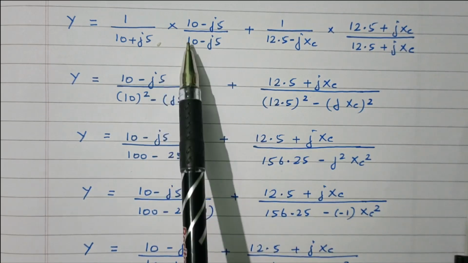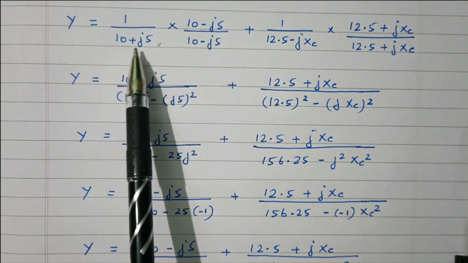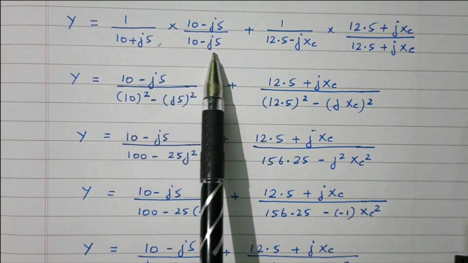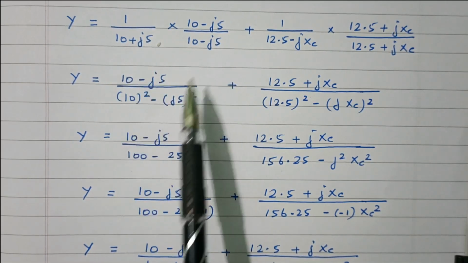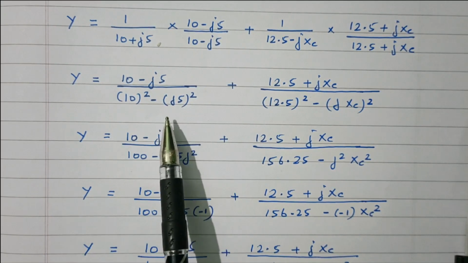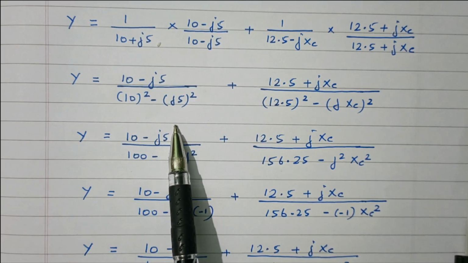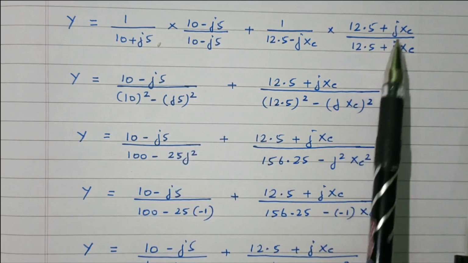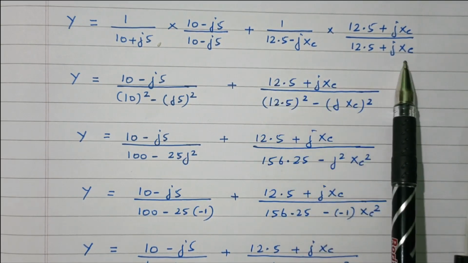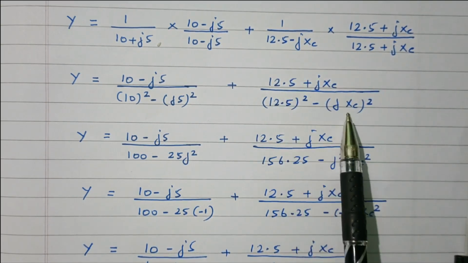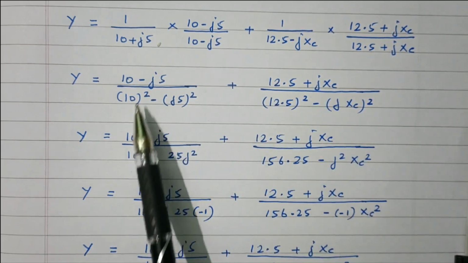While simplifying, this 10 minus j5 is written. This term is nothing but A plus B into A minus B. A is 10, B is j5. A plus B into A minus B is nothing but A square minus B square. A is 10, 10 square minus B square, j5 square. Similarly this term, 12.5 plus jXC, is written here. This is also A minus B into A plus B, which is A square minus B square. A is 12.5, B is jXC. Now we'll square the terms.